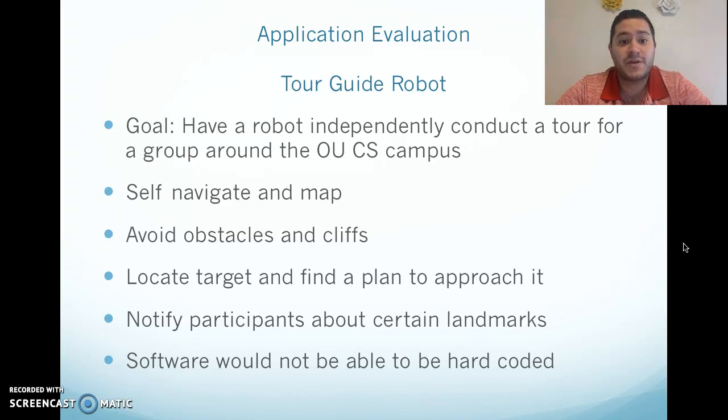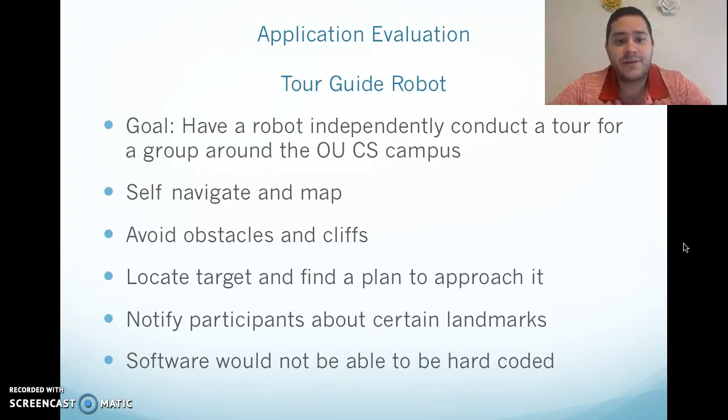It needs to be able to locate a target and find a plan to approach it. So it needs to find, let's say, we can go off the CS campus a little bit. We can say from Devon to the football stadium. If it has a floor plan, yes, it can map itself all the way to the football stadium, but there might be intermediate landmarks that it would be using that it could find a plan to get there.